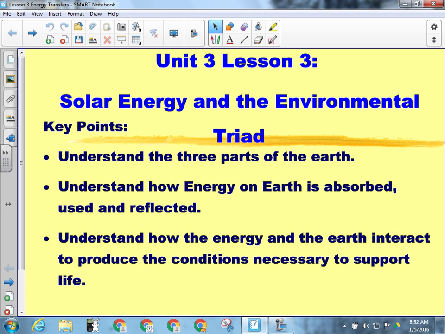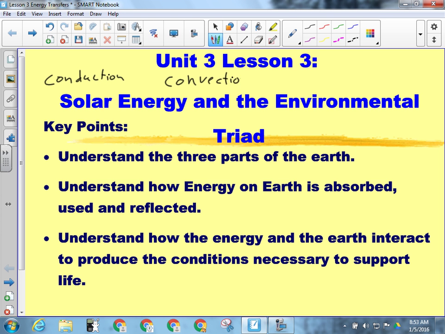We're going to be looking at the mechanisms of that. Most important thing, we're going to be looking at the three methods of heat transfer. The three methods of heat transfer are conduction, convection, and radiation. Those are the three ways that heat can be transferred from one place to another.